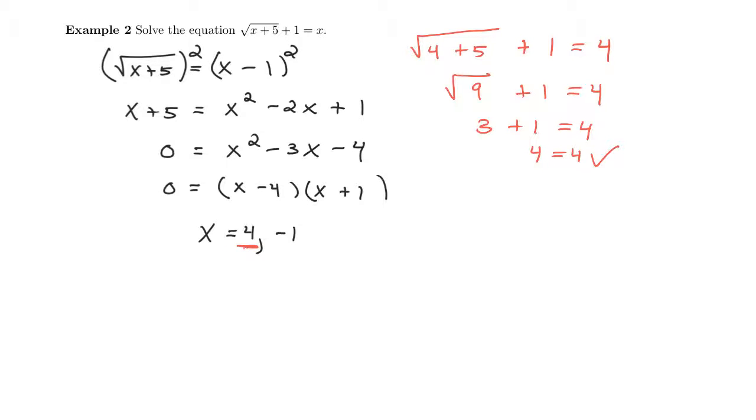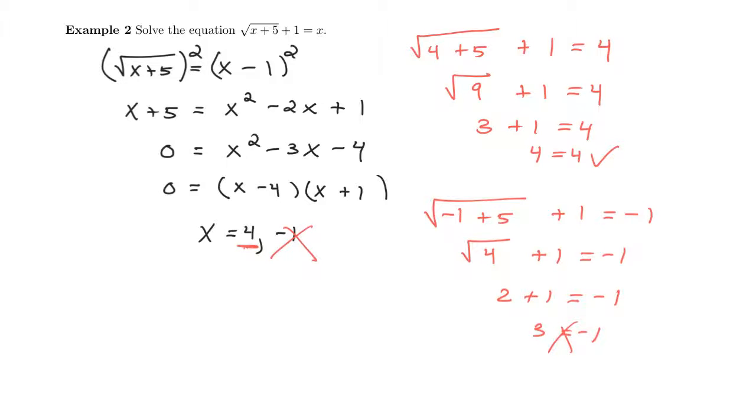4 is a solution. What about negative 1? Let's see. That's the square root of negative 1 plus 5 plus 1 equals negative 1. This doesn't look very good. We get the square root of 4 plus 1. Yeah, this is not going to work. The square root of 4 is 2, 2 plus 1 is 3. It's not negative 1. So, nope, this is not a solution. It was good that we actually checked both. 4 worked, negative 1 did not. So 4 is the only solution to our original equation.